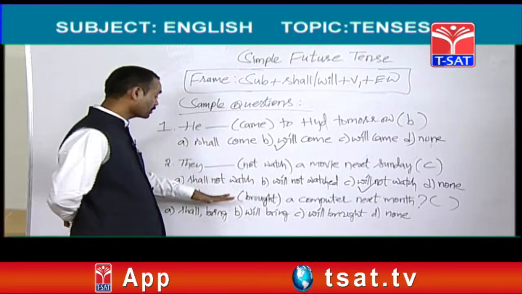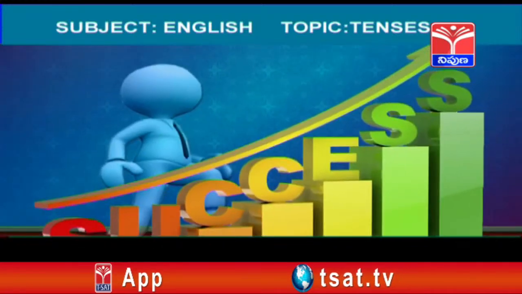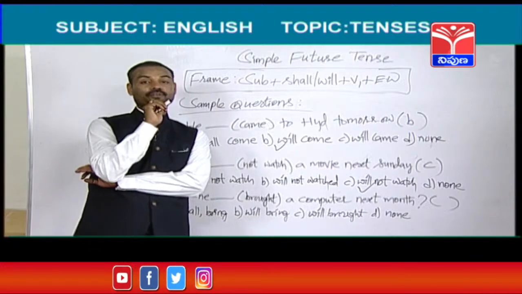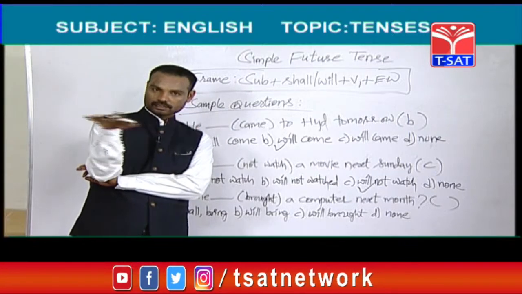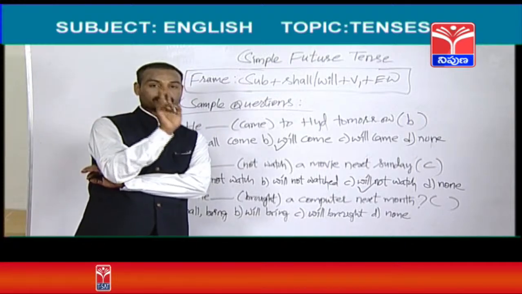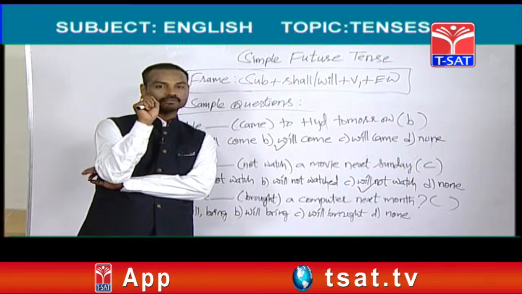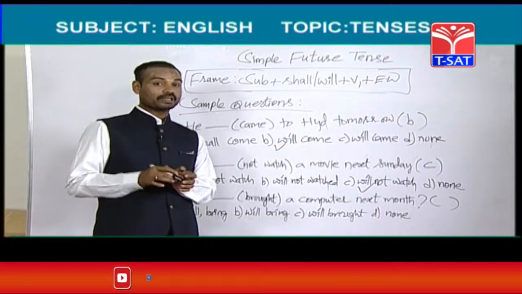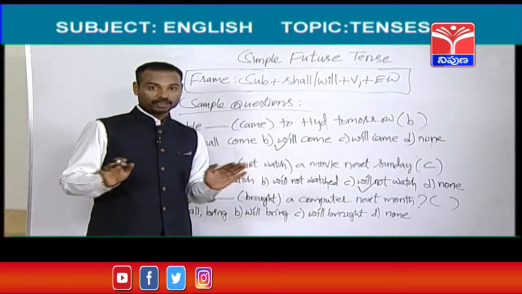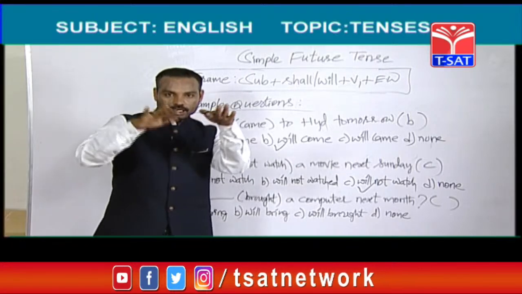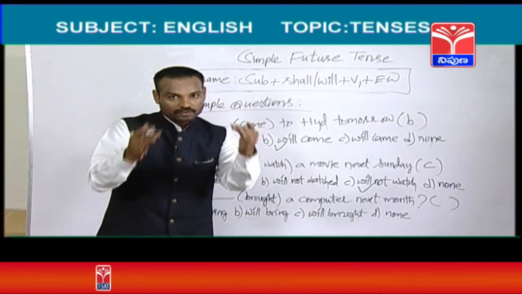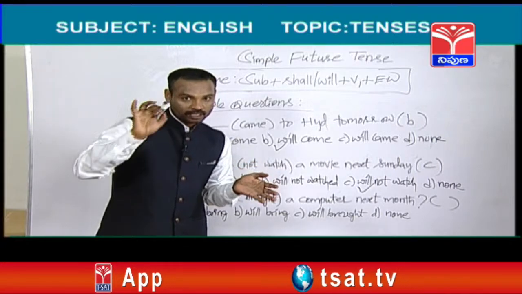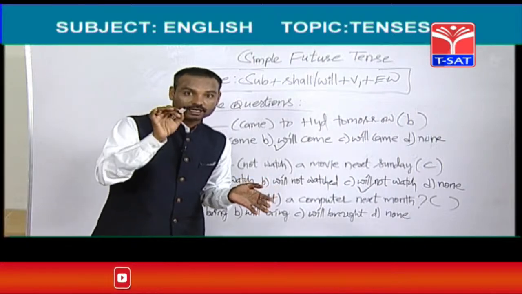Sometimes questions are given like this also. So in simple future, how are questions started? With helping verbs only. In every tense, questions are started with helping verbs. In simple future, there are two helping verbs, shall and will. So which subject is there? He is there. So before he, we should not use shall; will should be used. Friends, please remember, in simple future tense, interrogative sentences should start with either shall or will.